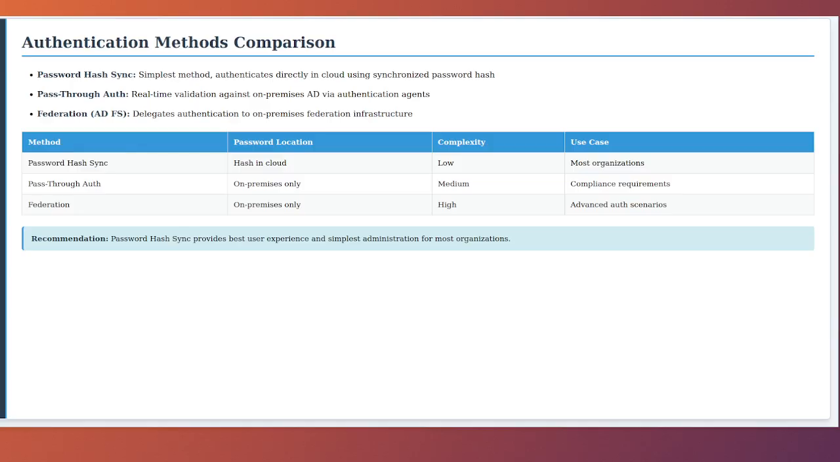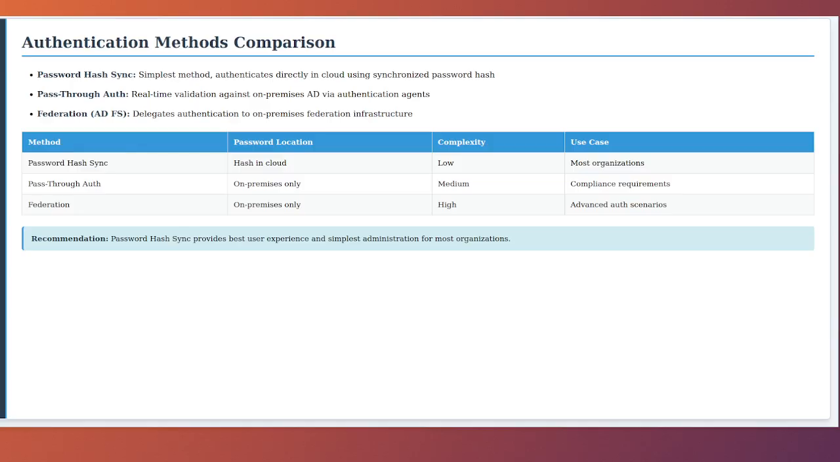When a user authenticates to Azure AD, the service computes a hash of the entered password and compares it with the synchronized hash. This method provides the best user experience because authentication happens directly in the cloud without any dependency on on-premises infrastructure. Pass-through authentication takes a different approach by validating passwords directly against on-premises Active Directory in real time.